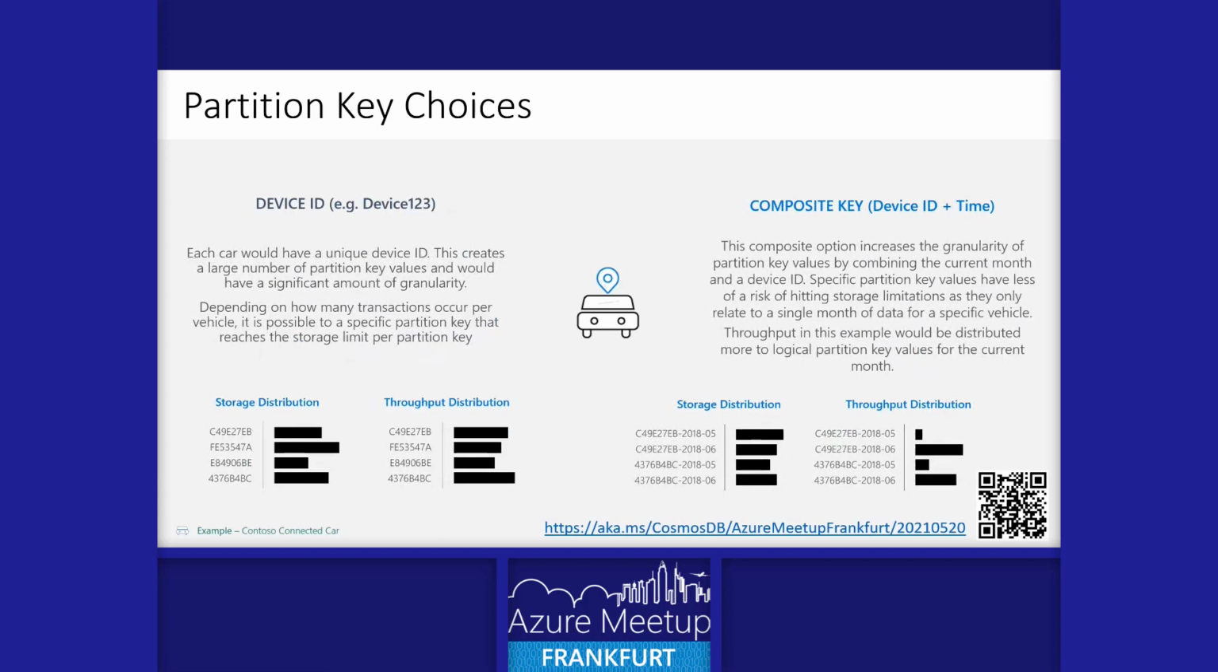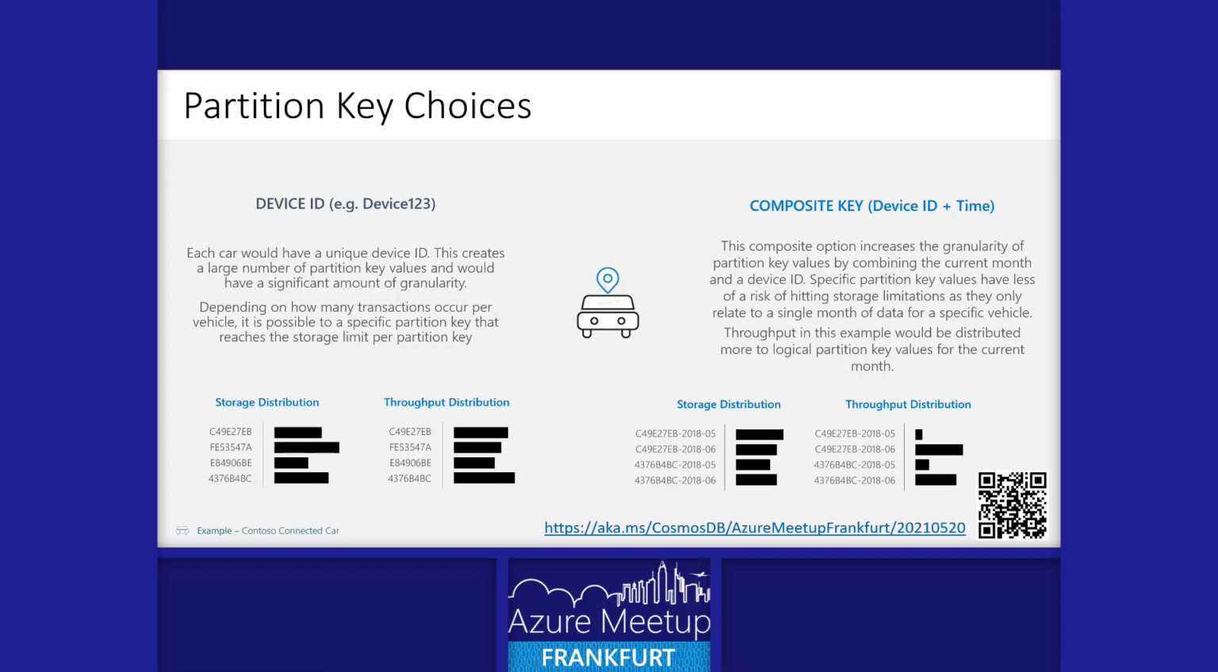Next one is looking at the device ID. So basically each car has its own partition, and this is what I mentioned before: you choose a partition key where you have a large number of unique values. When you look at the storage distribution, you see it's reasonably well distributed. For throughput, it's also reasonably well distributed, because each car might send events every minute, and some cars might be in a bad state sending more events, but it's not completely out of the ordinary.